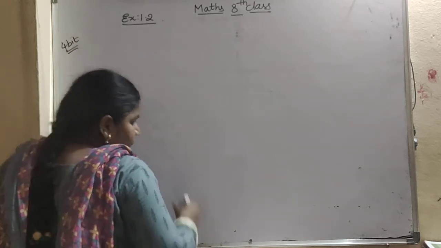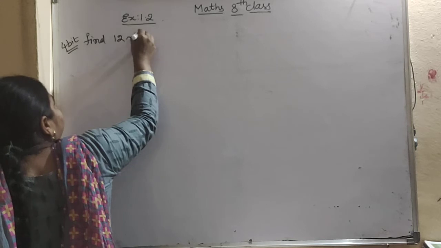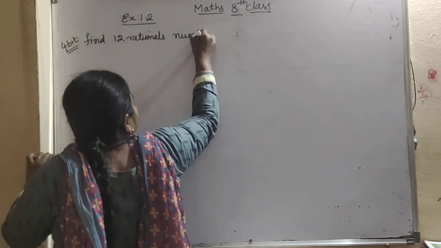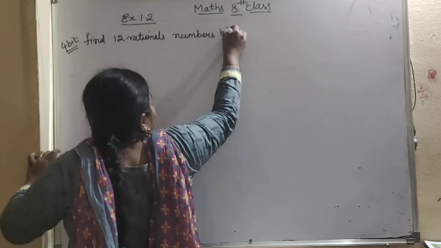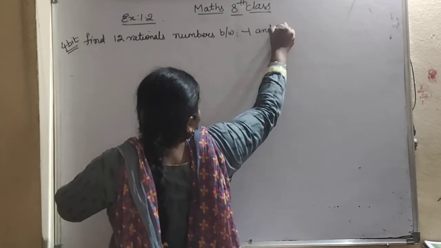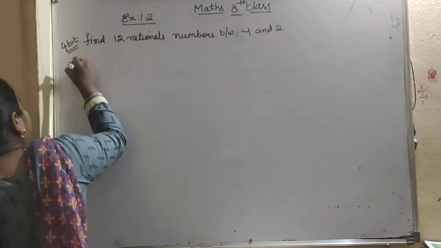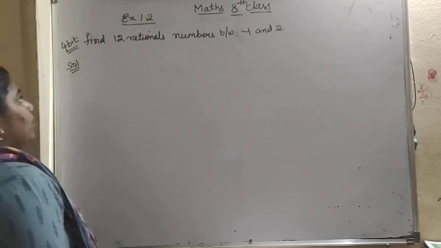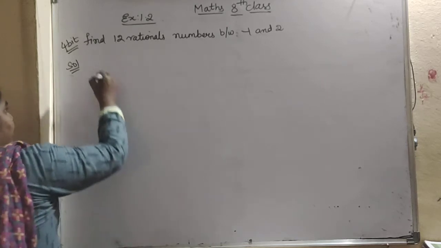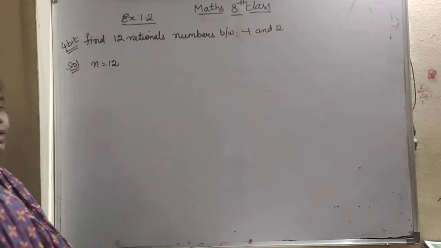So what is fourth one? Find 12 rational numbers between minus 1 and 2. Okay, so between these two numbers we have to write 12 rational numbers. So here we want number of rational numbers. How many we want? 12 rational numbers we want. So I am taking the n value as 12 here. Okay, so n value will be 12.